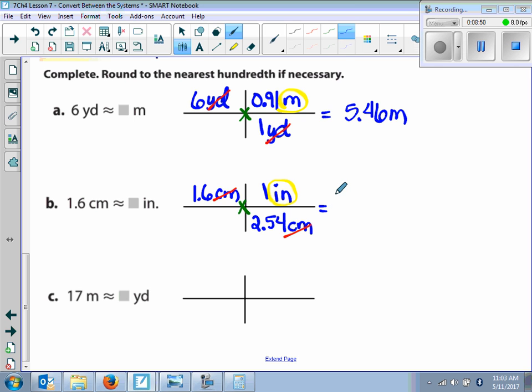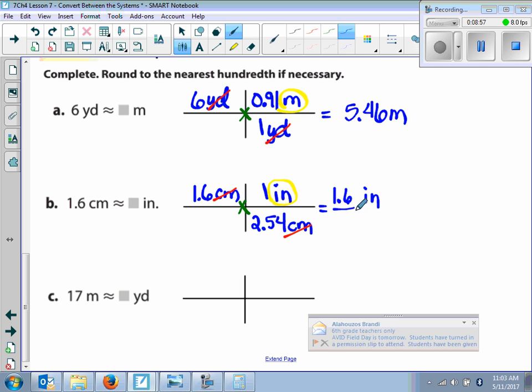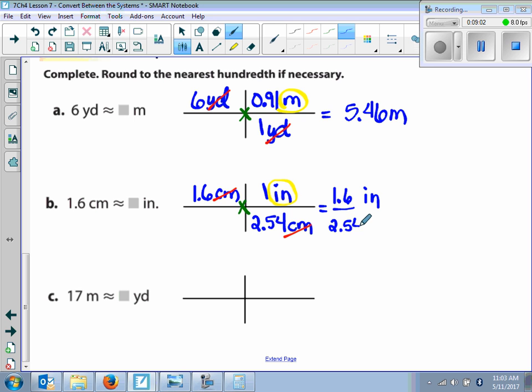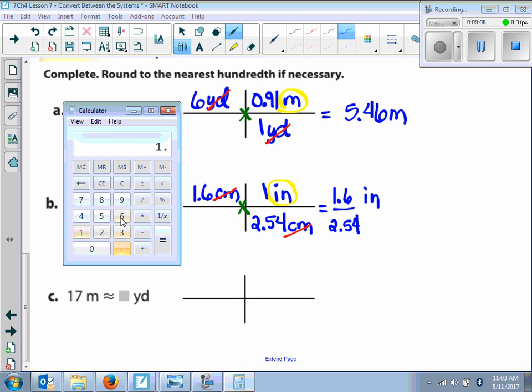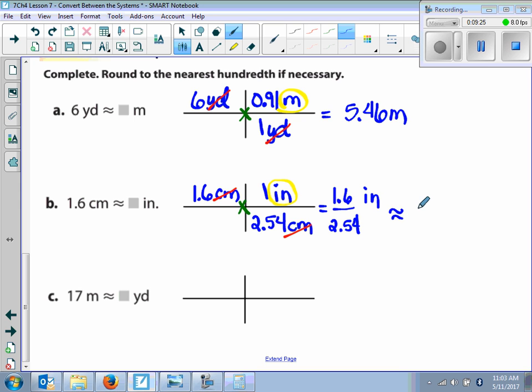So when I multiply straight across, I get 1.6 inches over 2.54. And now we can simplify this by dividing. So we have 1.6 divided by 2.54, and this is what we get. So rounding to the nearest hundredth, what's my final answer going to be? 0.63. Very good. So this is approximately equal to 0.63 inches.